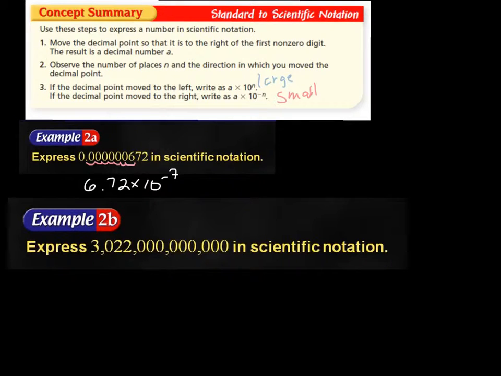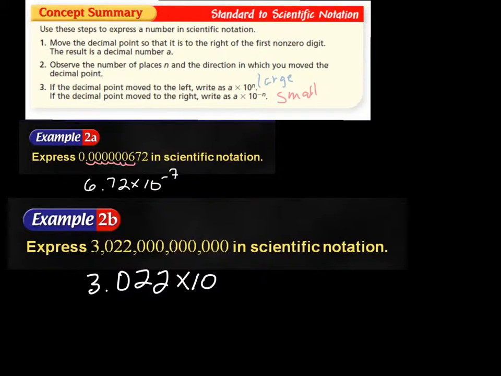Okay, that would be 1,000, million, billion, trillion. So we have 3,022,000,000,000,000. So at first I always need to start with one digit in front of the decimal. So I'm going to have 3.022 times 10 to the, and it's definitely a large number.